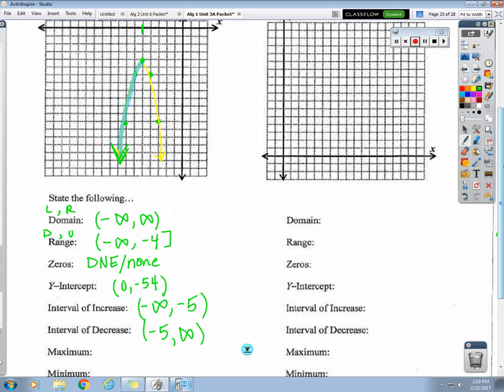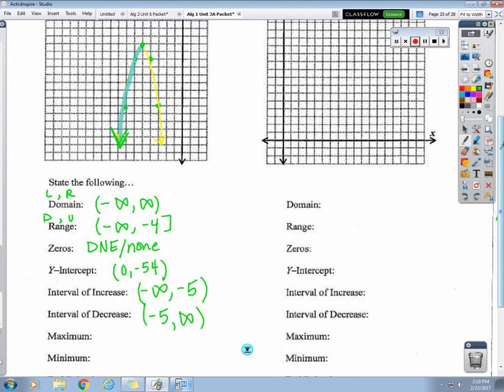Okay, does this parabola have a max point or a min point? A max. It has a highest point, and where is that highest point? Negative 5, negative 4, right? The vertex. So for minimum, you can just write none or does not exist. It'll continue going down forever and ever, so even if you tried to say that's the lowest point, it's just going to keep going.